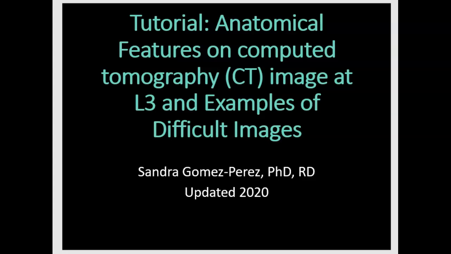This is a tutorial, a very short video on the anatomical features on computed tomography images at the third lumbar and also examples of difficult images. These were questions that were asked of us when we published the original tutorial in JPEN for how to use ImageJ, the NIH ImageJ software to analyze skeletal muscle and abdominal circumference.